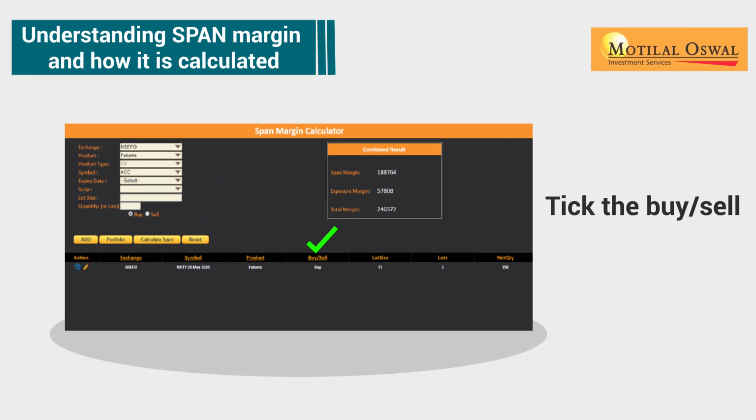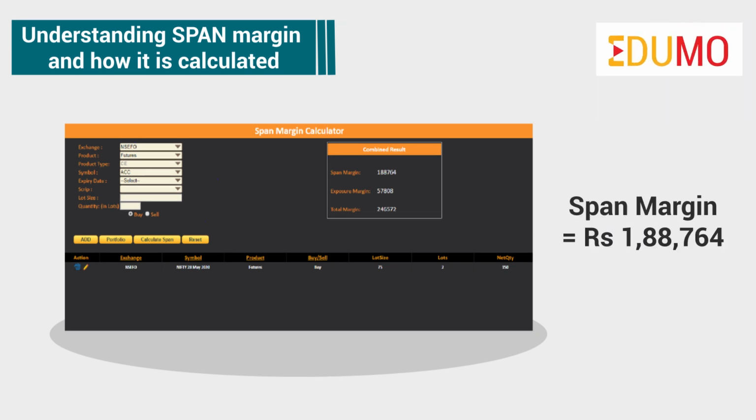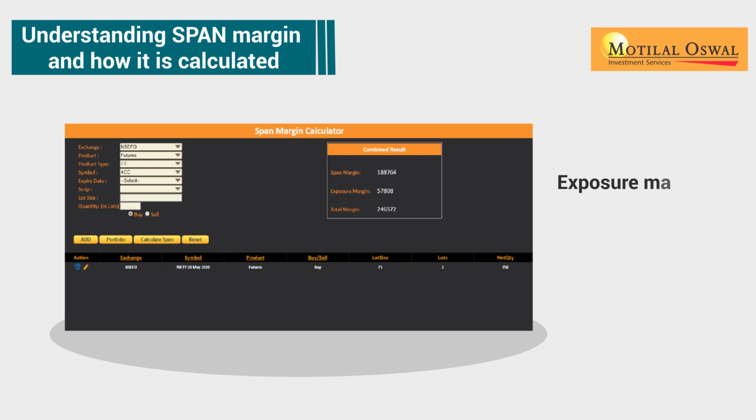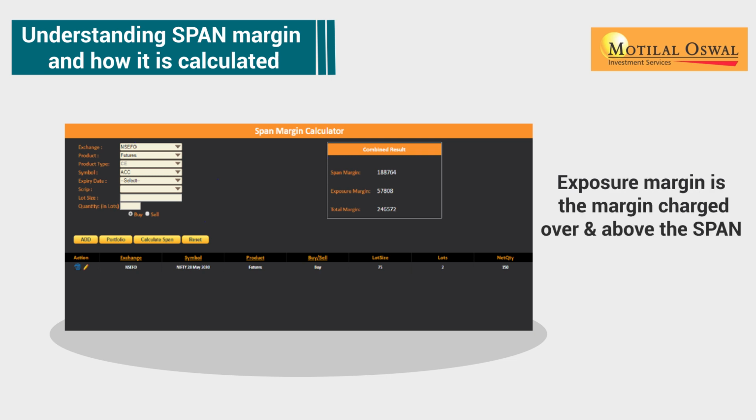When you enter all the information, you will be provided with the amount of margin which you will have to keep in your account. So, for 2 lots of Nifty, you have to pay Rs 1,88,764 as SPAN margin. In addition to SPAN margin, an additional margin over and above is also collected, which is known as an exposure margin, which is Rs 57,808. This margin is collected in order to protect a broker's liability. So, exposure margin is the margin charged over and above the SPAN to cushion for any MTM losses. It is calculated on the value of the exposure taken.